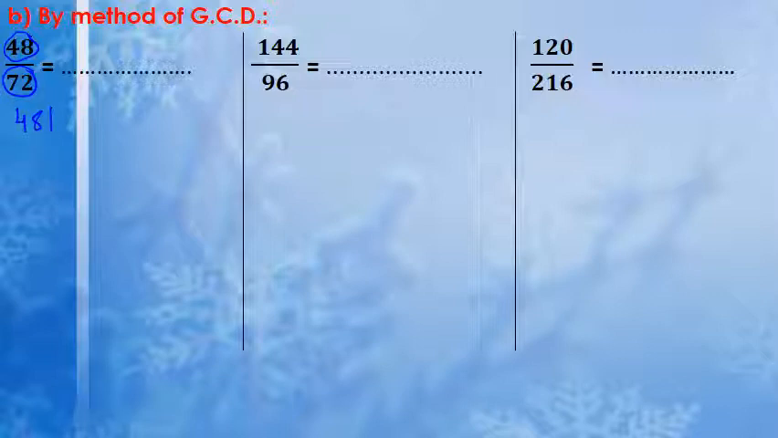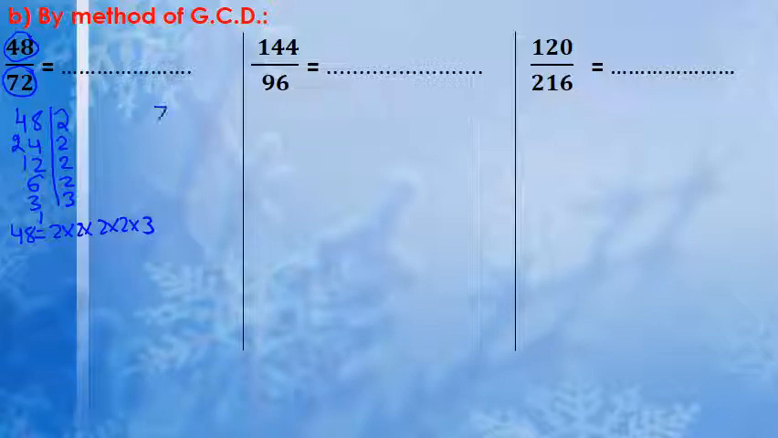What are the prime factors of 48? It's divided by 2. It gives us 24. By 2, it gives us 12. By 2, it's 6. By 2, 3. And by 3, it's 1. So the prime factors of 48 are 2 times 2 times 2 times 2 times 3.